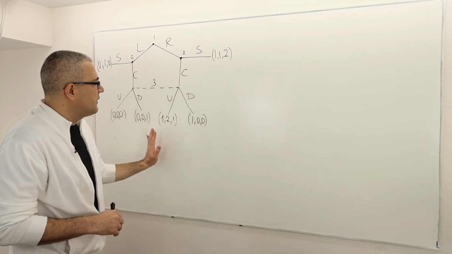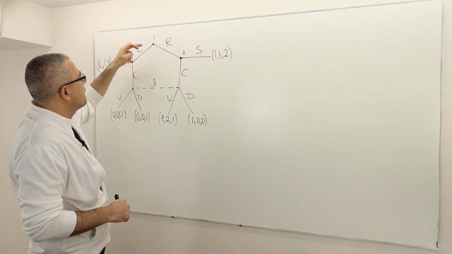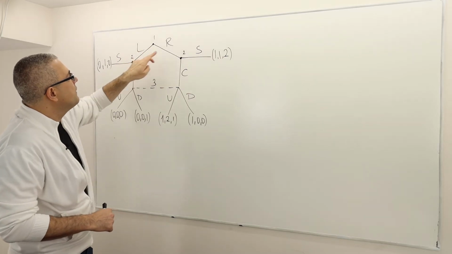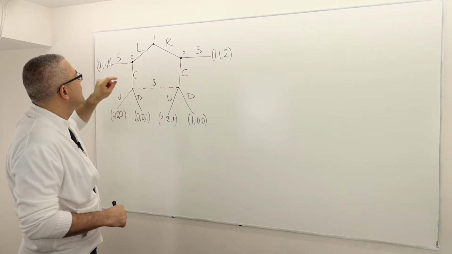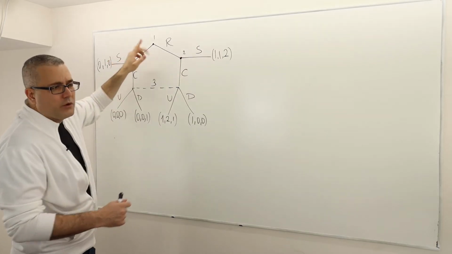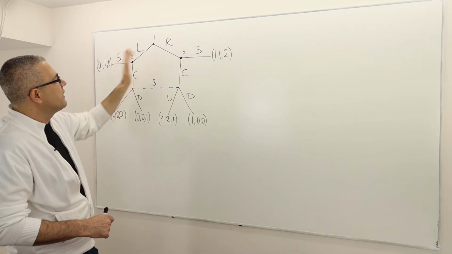I'm going to start with this game. So this is an extensive form game. Player 1 moves first. He chooses between two actions, left and right. And then player 2 moves. And depending on the first guy's choice, he chooses either on this side or that side.